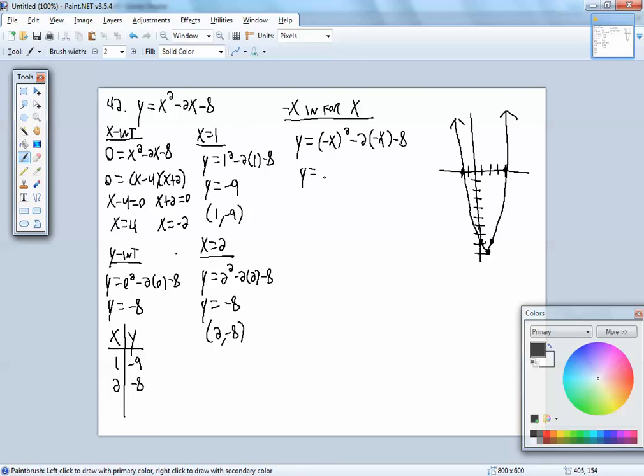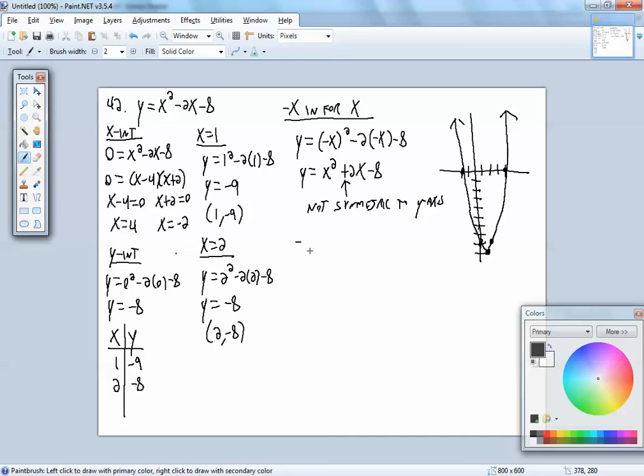Well, negative x squared is positive. Negative x times negative x is positive x squared. Negative 2 times negative x is a positive 2x minus 8. It's close, but we have a plus here instead of a minus. So it's not symmetric to the y-axis.